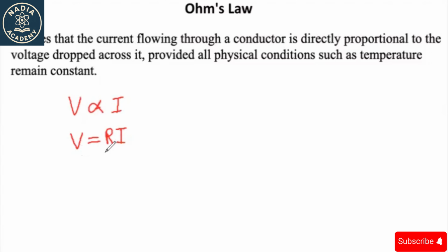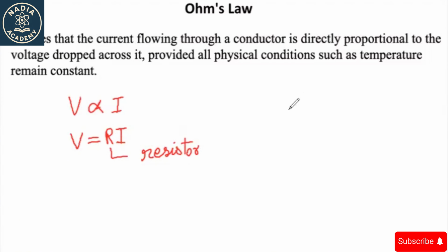What is R? This R is the resistance of the conductor. So this means that this R for Ohm's law is a constant resistance. The potential difference is equal to the product of resistance and the current.